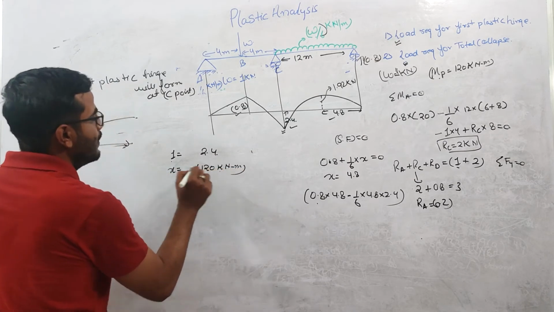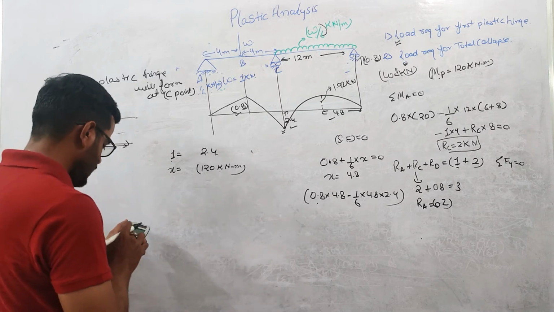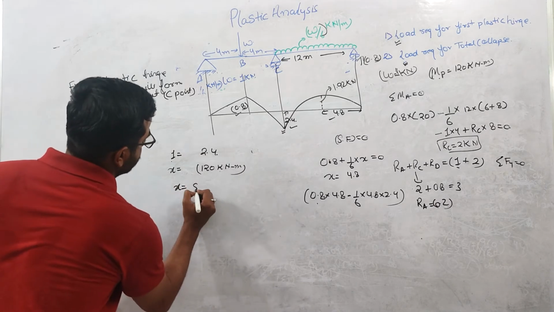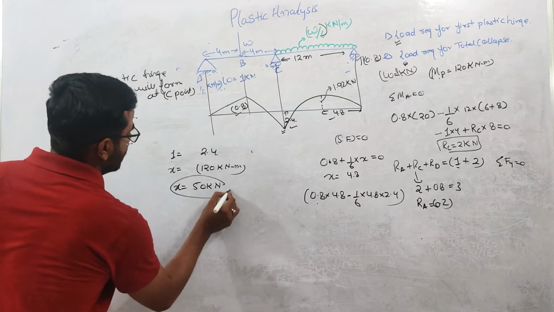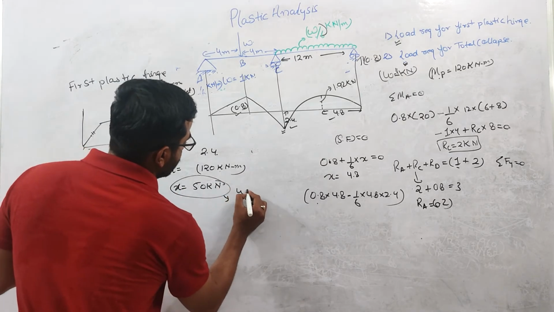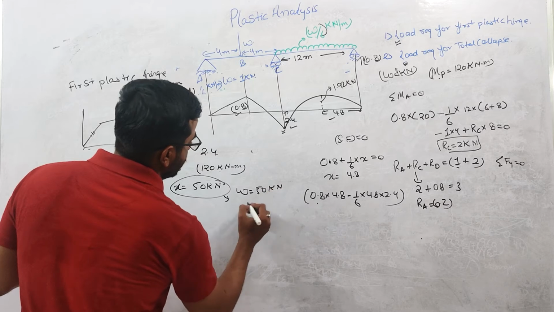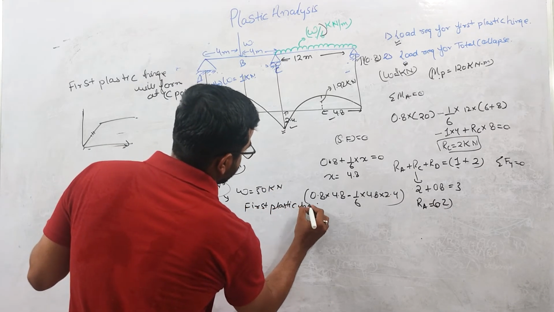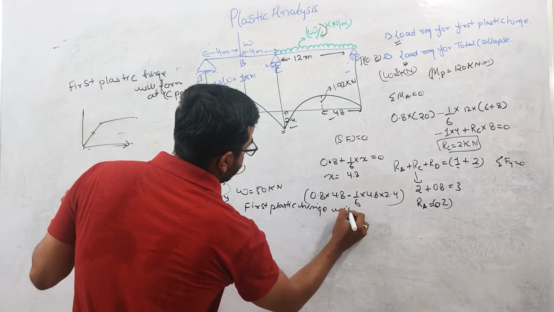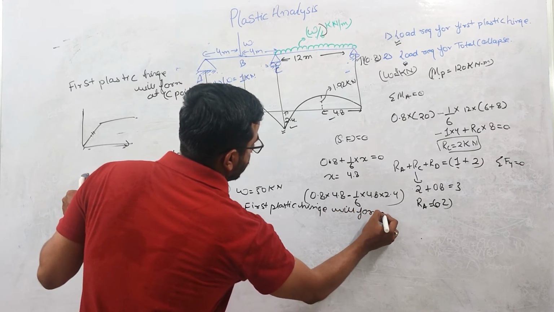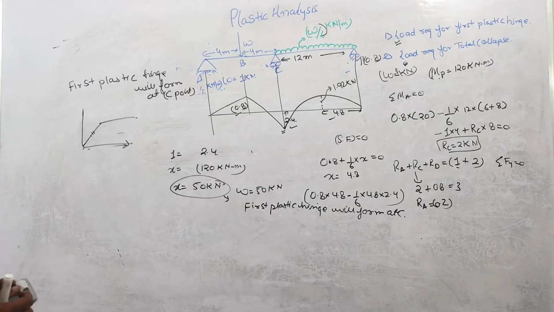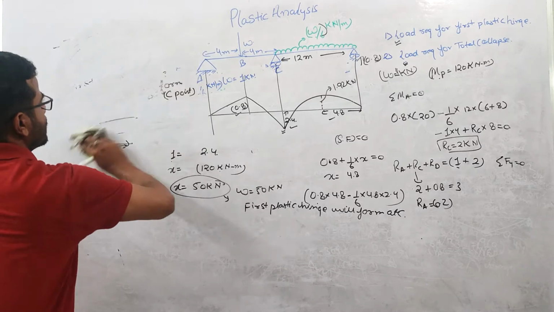Because this is the plastic moment, it will be 120 divided by 2.4. So W equals 50 kilonewton. So when W is equal to 50 kilonewton, the first plastic hinge will form. Where? At C. So this is the case. Now let us draw the loading for the first plastic hinge.